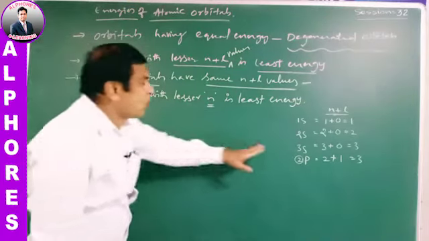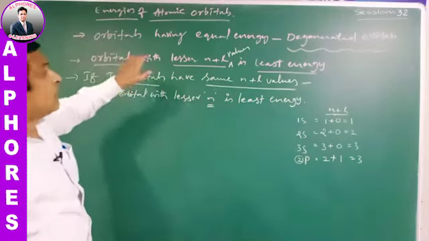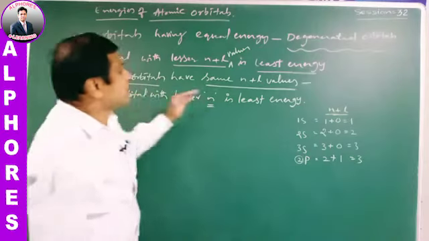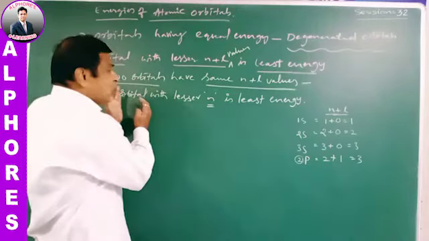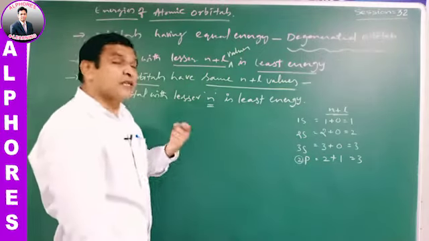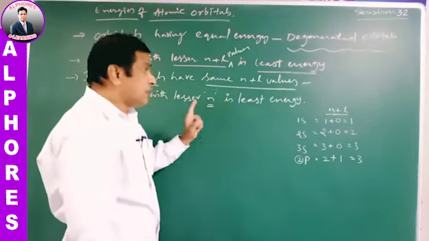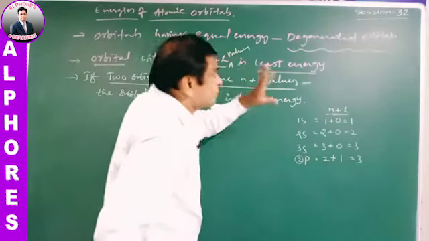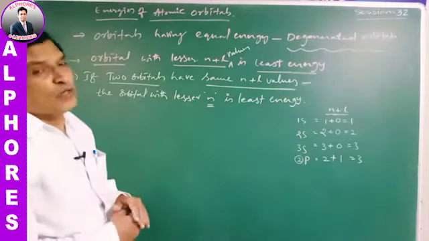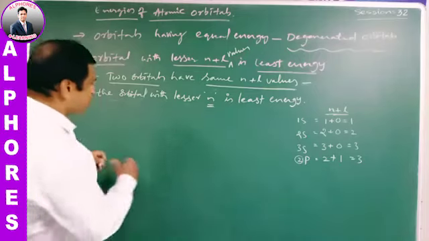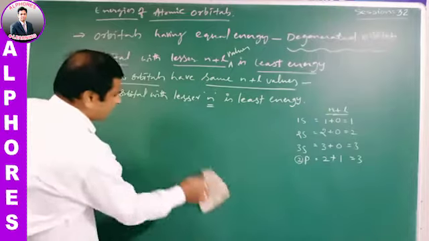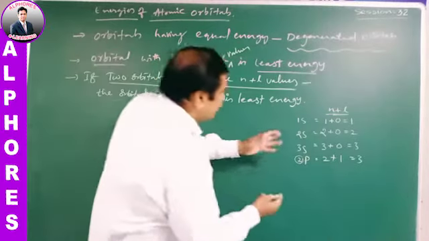Suppose two atomic orbitals have the same n plus l values, then the orbital with lesser principal quantum number, that is n, is the least energy orbital. Okay, so this is about energies of atomic orbitals. Let us practice some more examples of the same.